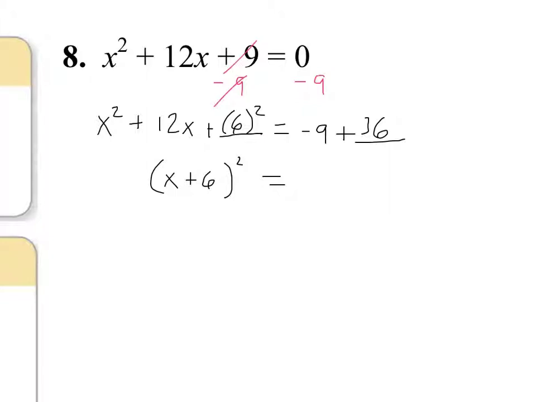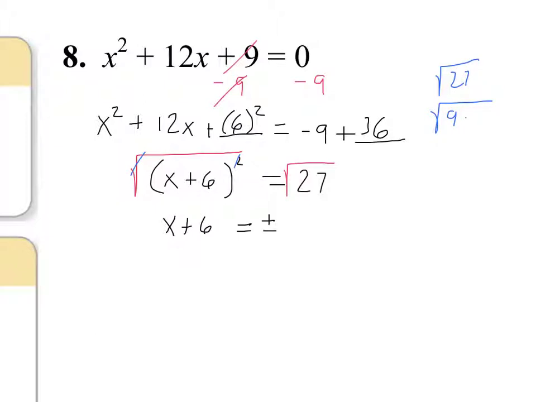No. All right, so what is negative 9 plus 36? 27. So we got to finish solving this. We take the square root of both sides. Those cancel out. x plus 6 equals positive and negative. Wait a minute, does the square root of 27 simplify? Yes. 9 is the biggest perfect square. 9 times 3. So that's the square root of 9 times the square root of 3, which is 3 square root 3. So positive and negative 3 square root 3.